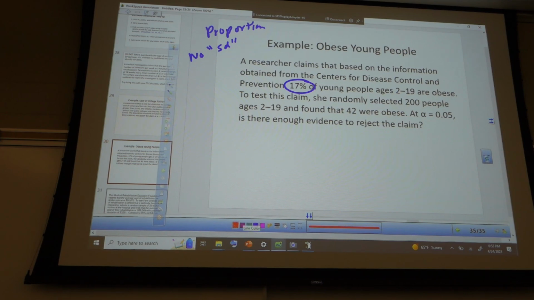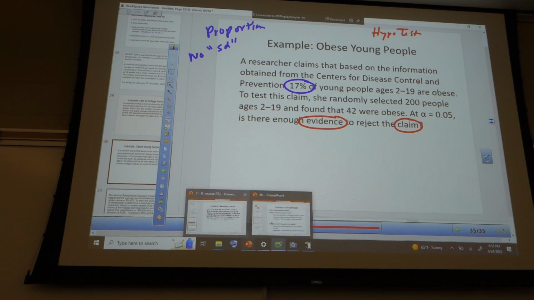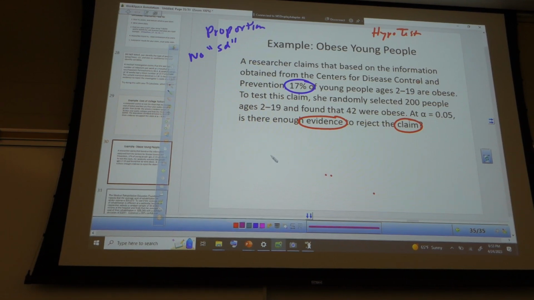Is it a hypothesis test or confidence interval? I think it's a hypothesis test. There's evidence and there's a claim. Everybody good? All right, so what are we going to use for this one then? Yeah, one-prop z-test. Everybody on board with that part?